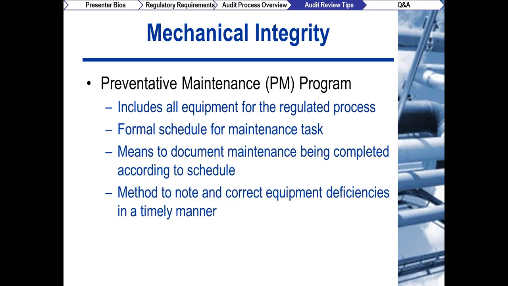including a documentation of where those records can be found. You want to make sure it's including all equipment of the regulated process, that they have a formalized schedule for the maintenance tasks, and they have a means to document that maintenance is being completed. So that's your records. One thing to note is you want to make sure that operators and maintenance employees know how to correct these deficiencies, or how to make management aware of these deficiencies.